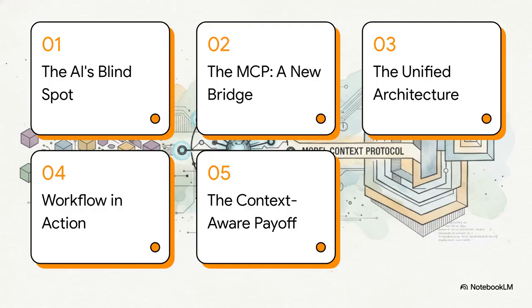So to really get our heads around this, we'll start with the problem, what I like to call the AI's blind spot. Then we'll introduce the solution, the Model Context Protocol, or MCP, and see how it acts as a new bridge. After that, we'll look at the unified architecture, see it in action in a real workflow, and then wrap up with the huge payoff of making our AI truly context-aware.